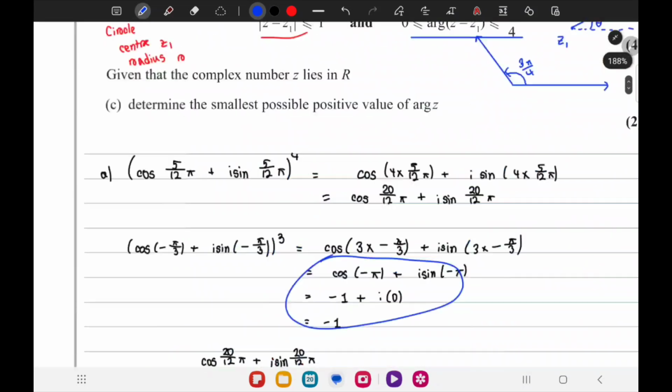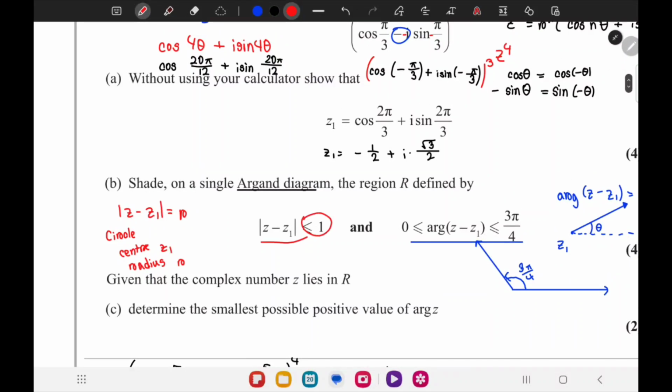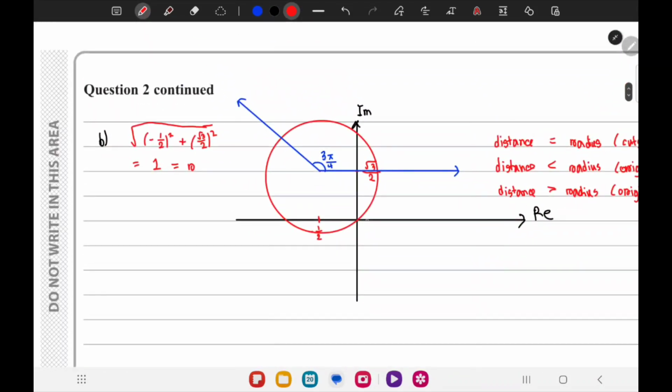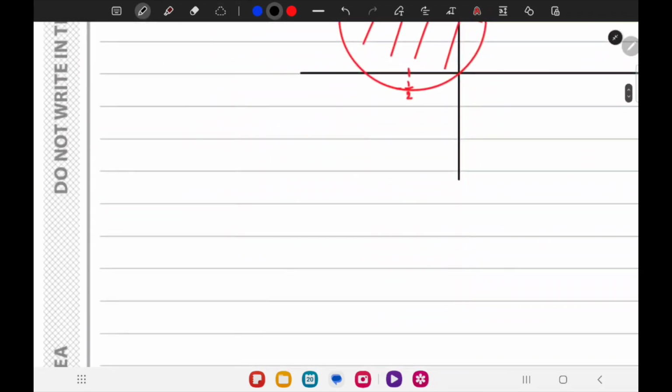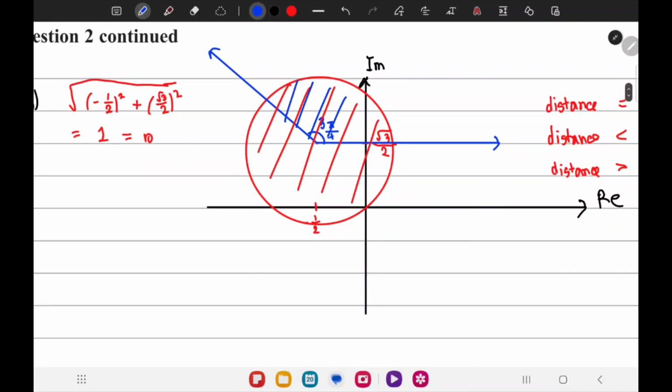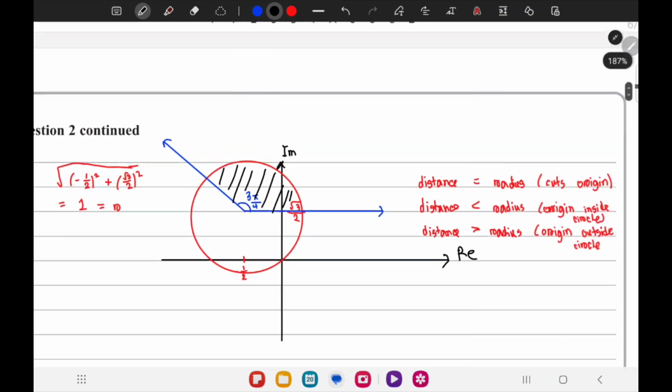Now the shaded areas would be less than the circle, so inside the circle. If it was greater, then it would be outside the circle. So for the circle, the red part is the shaded area, and for the half line, you want the angle to be between 0 and 3π/4. So you can be anywhere over here. Your angle just needs to be between 0 and 3π/4. Other than that, you can go anywhere. So this part is the shaded area for the half line. So the common shaded area would be this part over here. And that's it for part B.